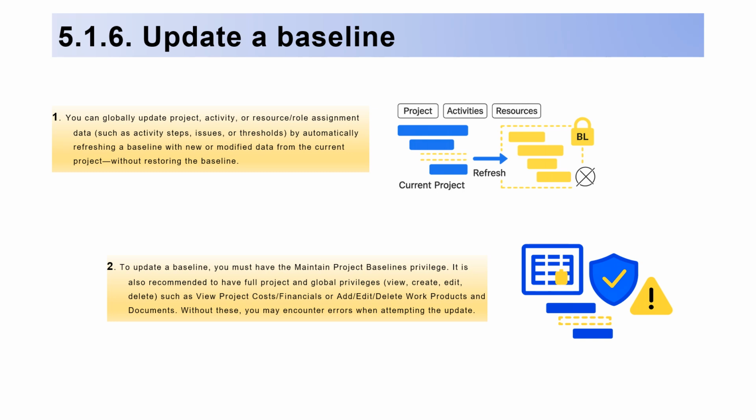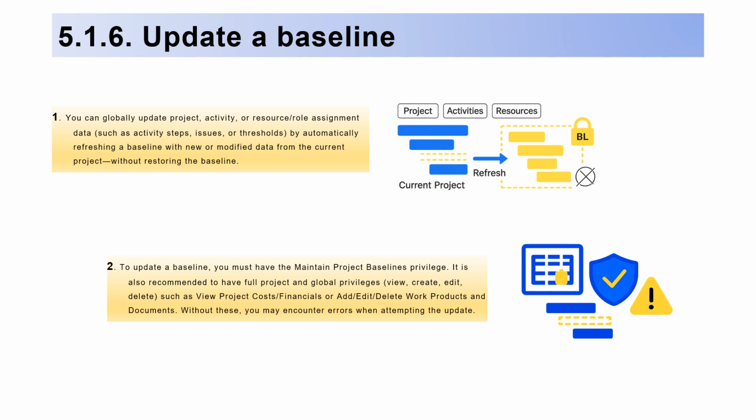5.1.6. Update a baseline. 1. You can globally update project, activity, or resource/role assignment data, such as activity steps, issues, or thresholds, by automatically refreshing a baseline with new or modified data from the current project without restoring the baseline.